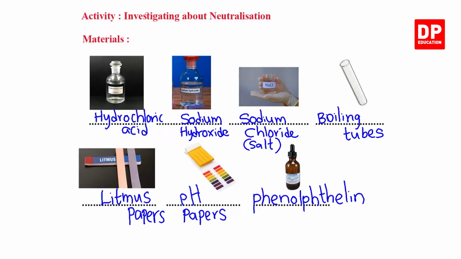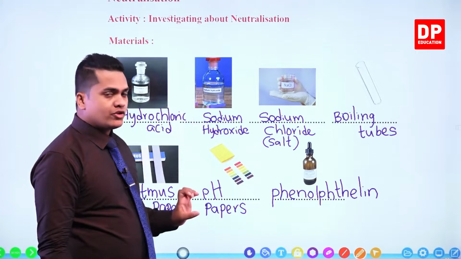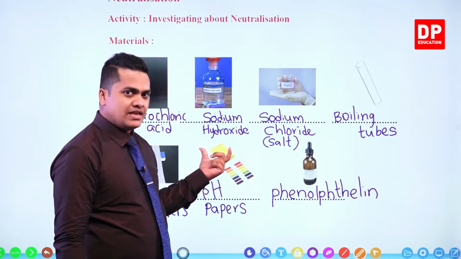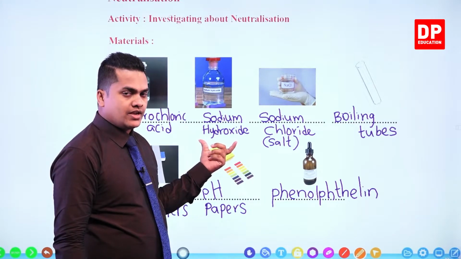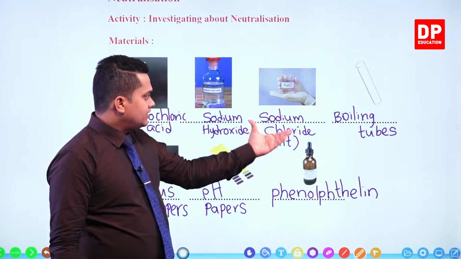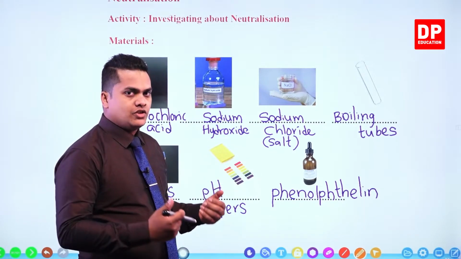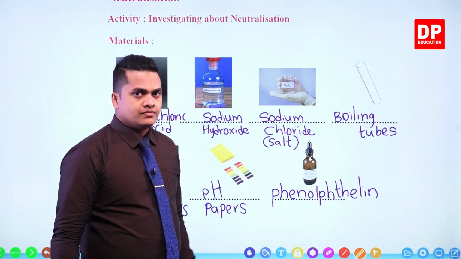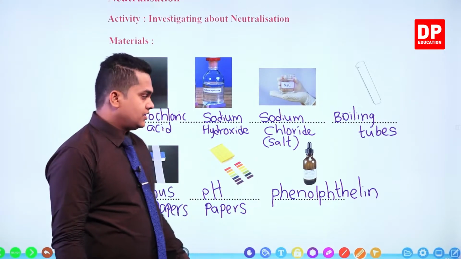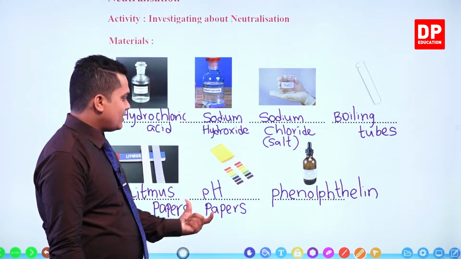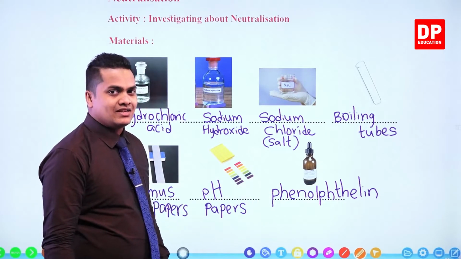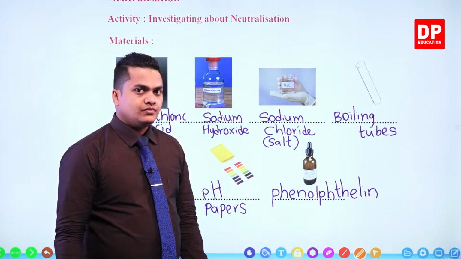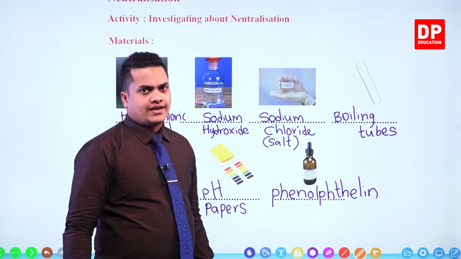Hydrochloric acid to identify the nature of acids. Sodium hydroxide solution. You know that if hydroxide is there, then it is a type of base. Sodium hydroxide, a good base. Then sodium chloride solution, common salt that we use in our day-to-day life, is a type of neutral substance. Boiling tubes, in order to put these substances. Then litmus papers, pH papers and phenolphthalein as our indicators to test with each of these substances. Now let's see how to conduct this activity.